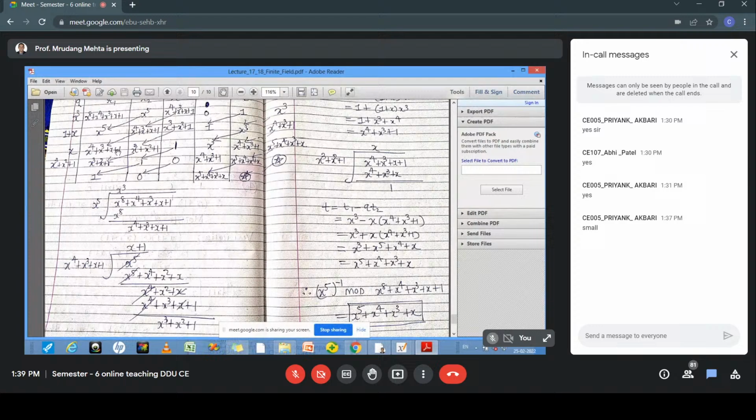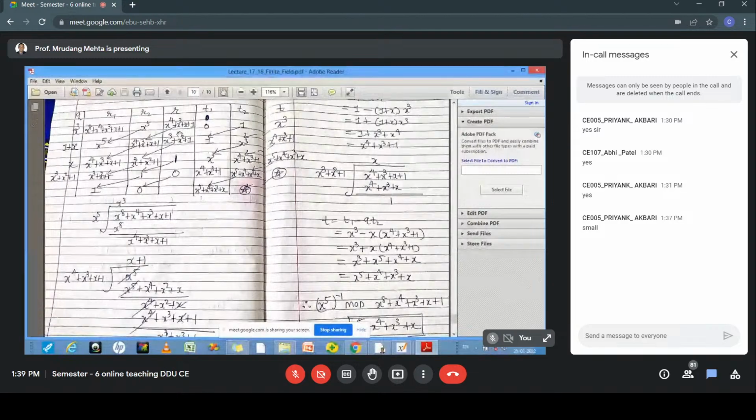Now, sorry, x plus 1 becomes our q and x raised to 3 plus x square plus 1 becomes our r2. Now, r2 becomes r1 and r becomes r2. So, our next r1 is this and r2 is this. So, we divide this x raised to 4 plus x cube plus x plus 1 by x raised to 3 plus x square plus 1.